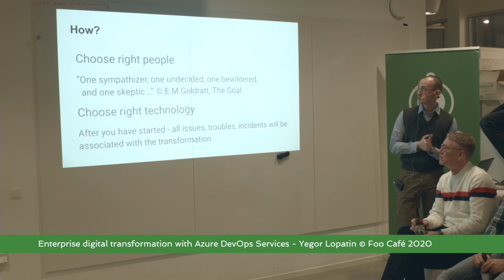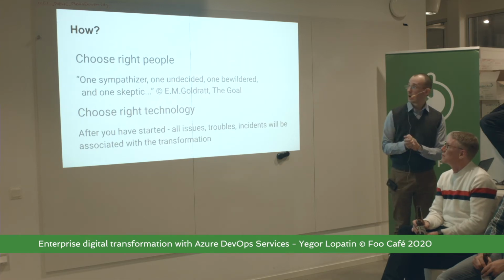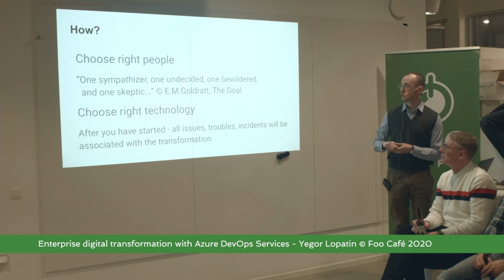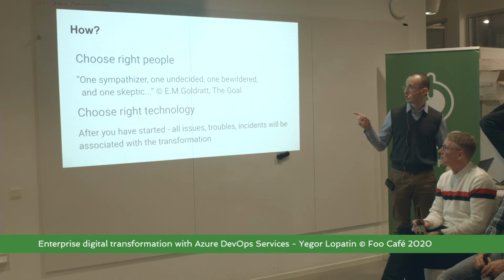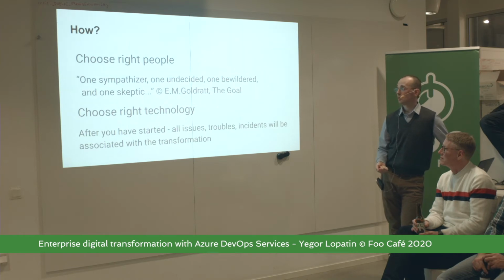And here is also my takeaways. I did it several times in several companies, and this audience is always the same: one sympathizer, one undecided, one bewildered, and one skeptic. Our goal is to find one person who will agree to start making changes. Otherwise, you will be in trouble, because you know that the tool is good.